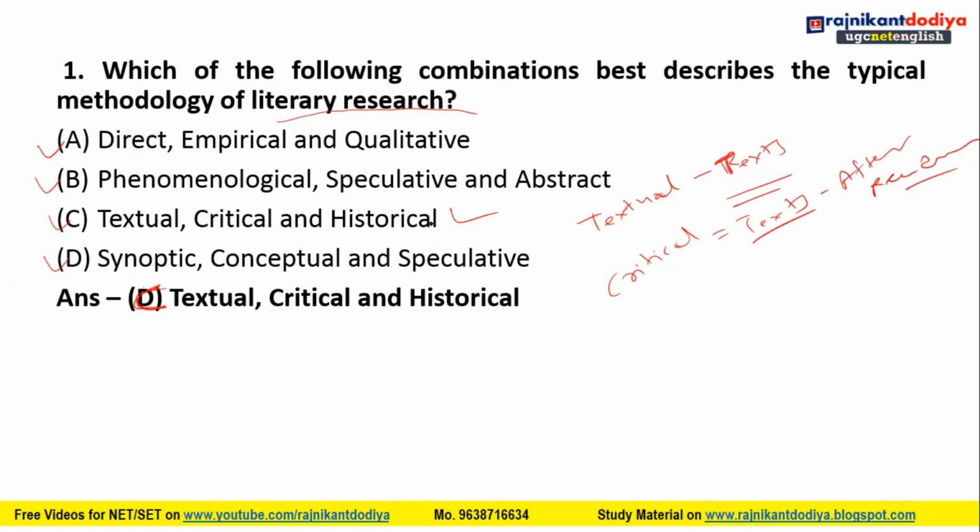Then historical means which is relevant to history. The books themselves are related to history. These are history itself. That's why it is historical. The combination here is textual, critical and historical. It will be the best combination for the typical methodology of literary research.